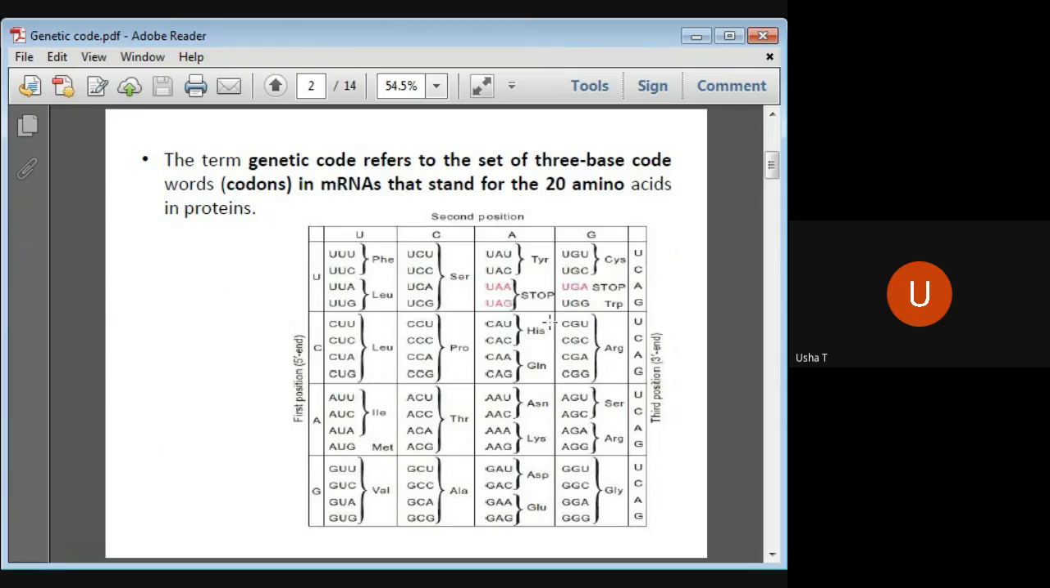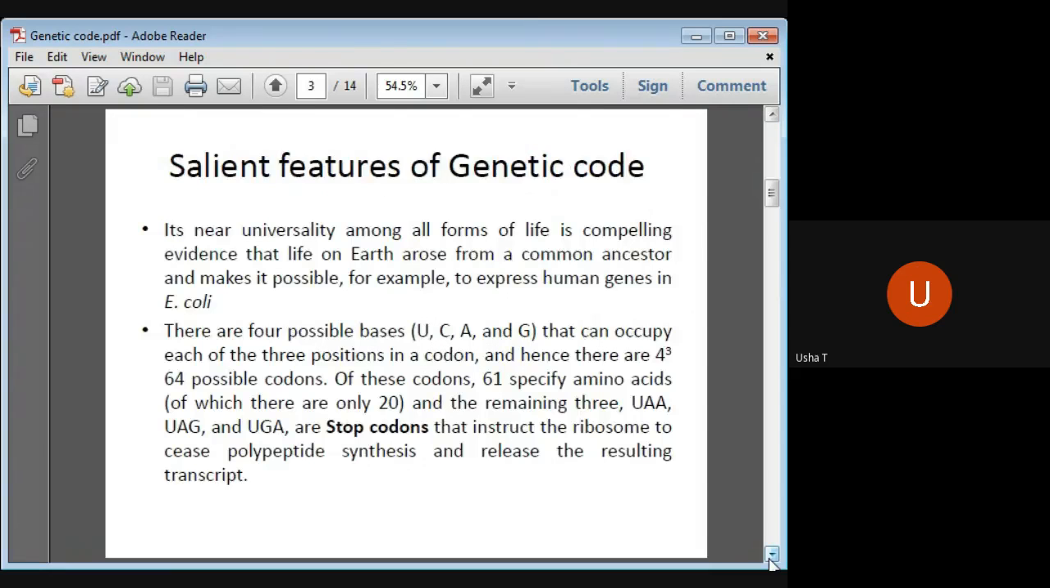Apart from that, we have another set of codons which we call stop codons, like UAA, UAG, and UGA, which basically are the signals to stop the process of protein translation. So once these codons are seen on the mRNA, the process of translation is terminated, and hence these codons are called stop codons. So let's look into the salient features of the genetic code.